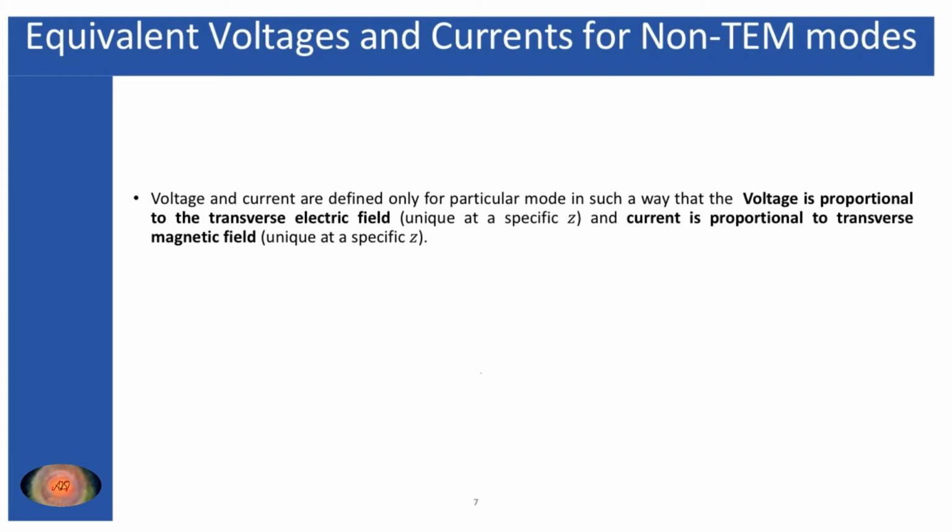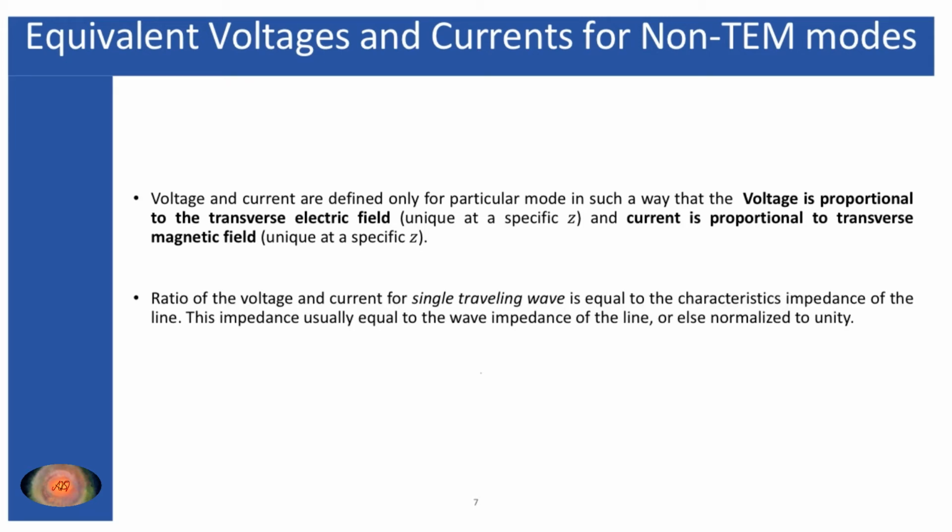The next one is that the ratio of the voltage and current for a single traveling wave, which is associated obviously with that particular mode or the single mode, will be equal to the characteristic impedance of the line.